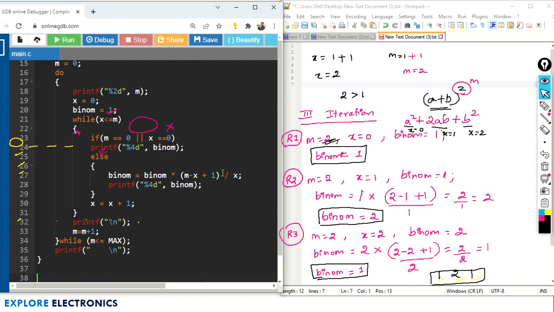I hope this was clear, and it is the easiest way to understand any program when we run through it. That means we need to run through the program by giving different values and check the calculations that we will get.